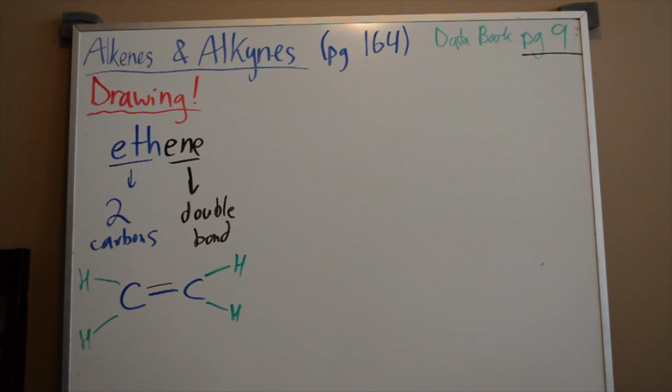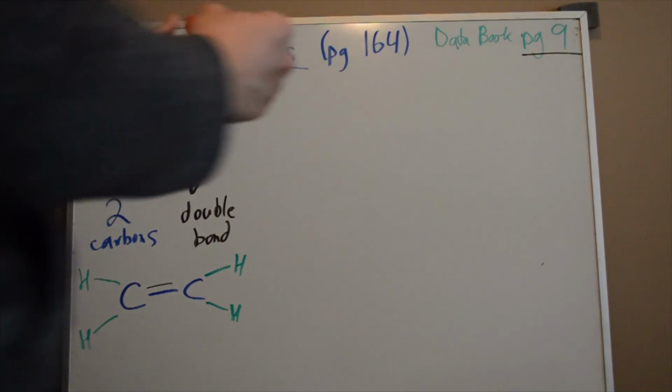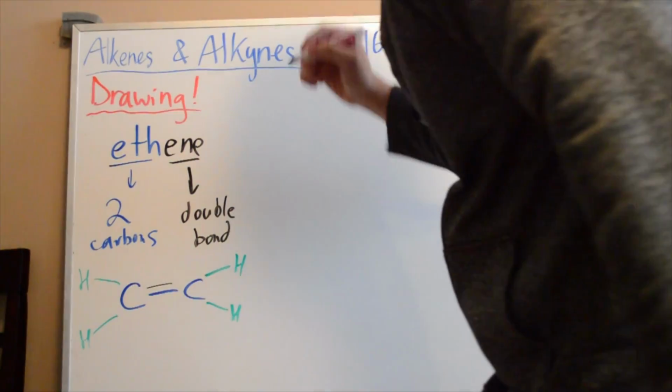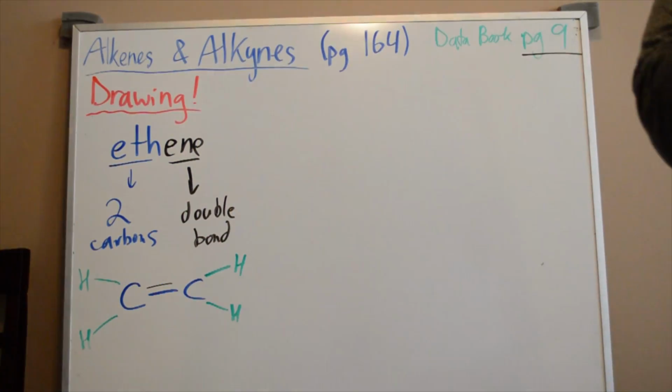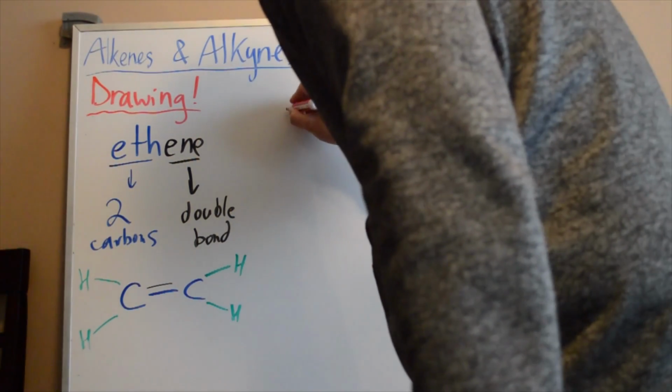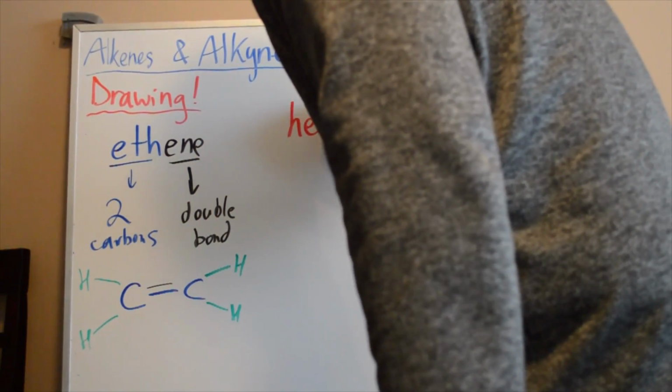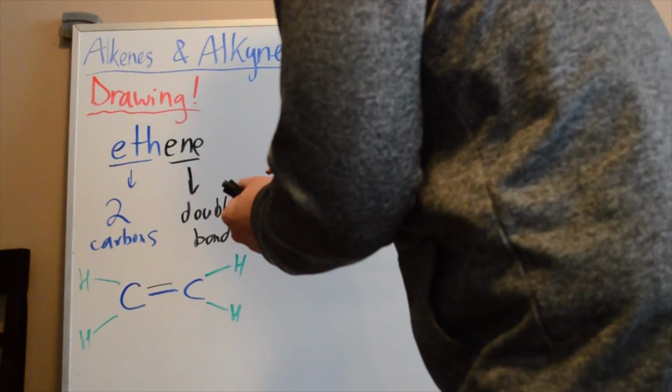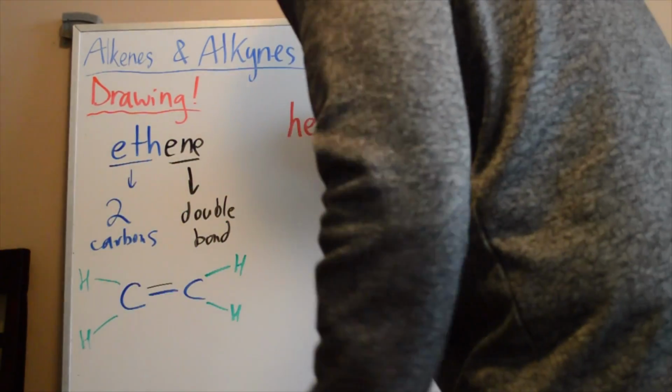Now there's going to be some tricky and funny things that happen, okay? So let's take a look at another example. Let's do something called, well, how about let's do this one. How would we name, or sorry, draw hexene? How would we draw hexene?